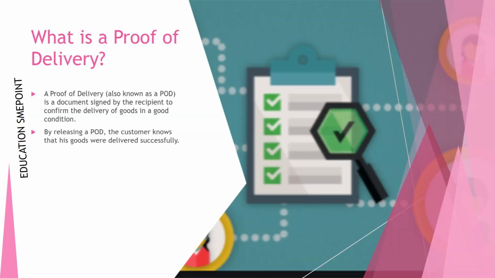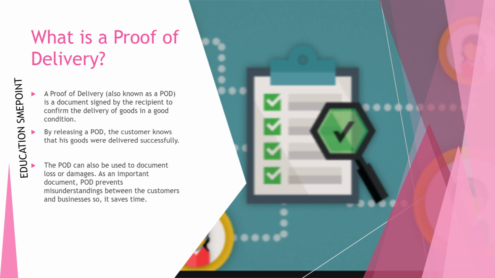What is a proof of delivery? A proof of delivery is a document signed by the recipient to confirm the delivery of goods in good condition. By releasing a proof of delivery, the customer knows that his goods were delivered successfully. The proof of delivery can also be used to document loss or damages. As an important document, POD prevents misunderstandings between the customers and businesses, so it saves time.